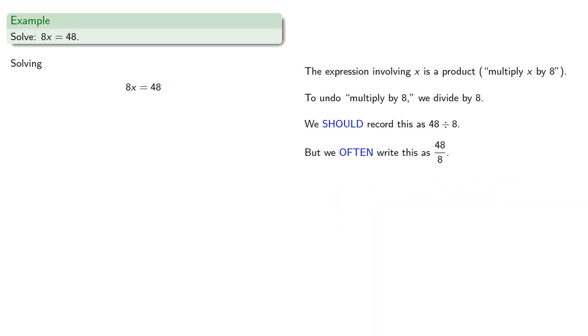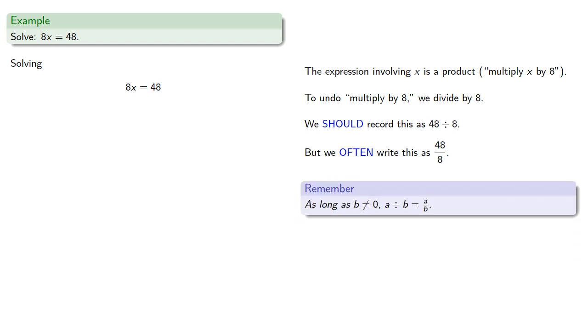And that comes from the following idea. As long as b is not equal to 0, then the quotient a divided by b can be written as the fraction a over b. And so instead of writing 48 divided by 8, we can write the fraction 48 eighths. Of course, since it is a division, we can actually perform the division and get our solution.